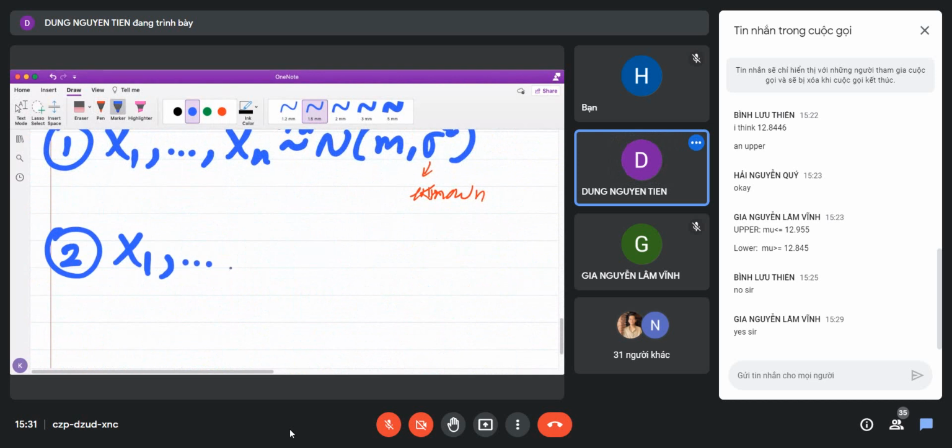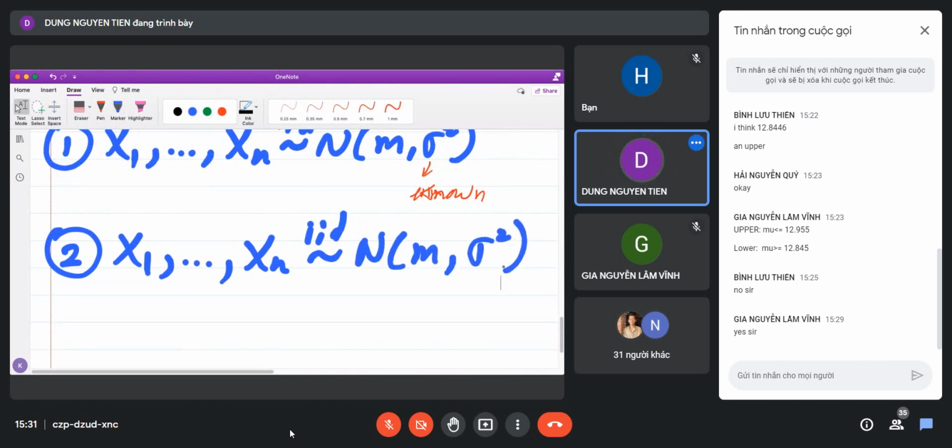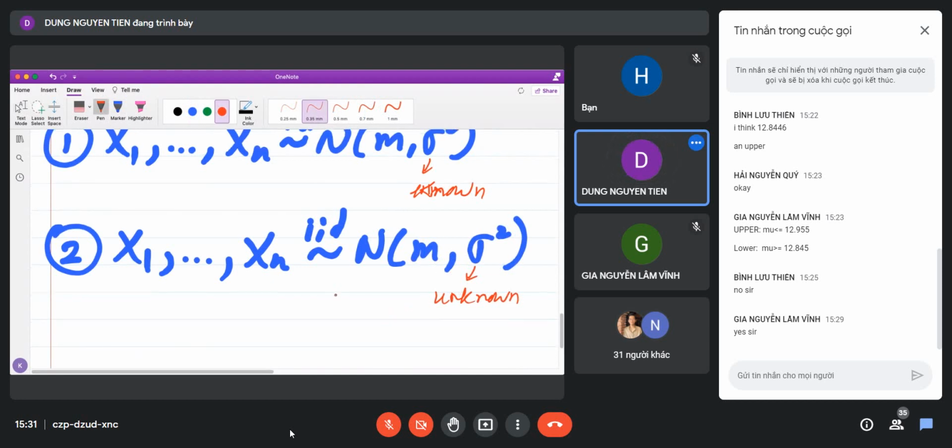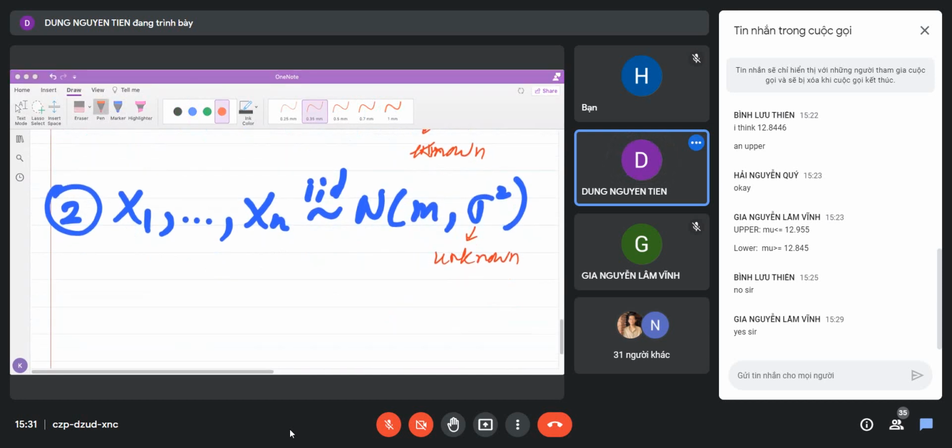X1, ..., Xn, they are independent. They follow a normal distribution with the same mean and the same variance. However, sigma square is unknown. Is that all right? Okay.